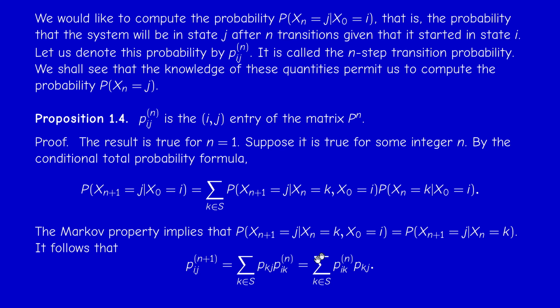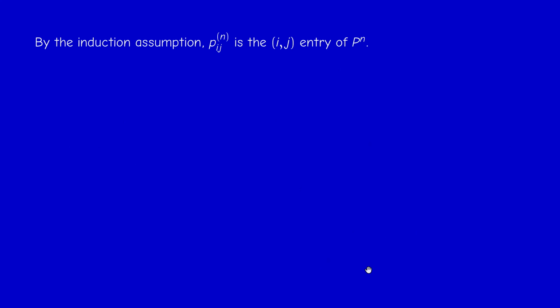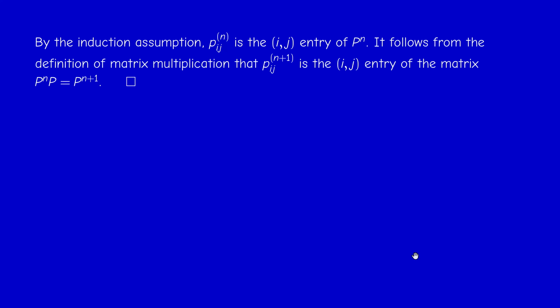So this sum actually is what? Is the ij entry of the matrix P^n times P. And that's it. So it follows that p_ij to the n plus 1 is the ij entry of the matrix P^n times P, which is just P^(n+1). So by the induction principle, we proved the claim.